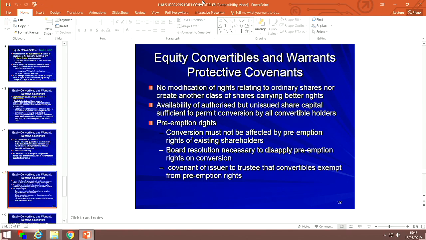The third one, which is at the top of the slide, perhaps less important but by no means unimportant, is that there cannot be any modification of the rights relating to the ordinary shares of the issuer, because those are the shares which the bondholders will be converting into. And secondly, that the issuer will not create another class of shares which have better rights than those into which the convertible bondholders can convert their bonds.